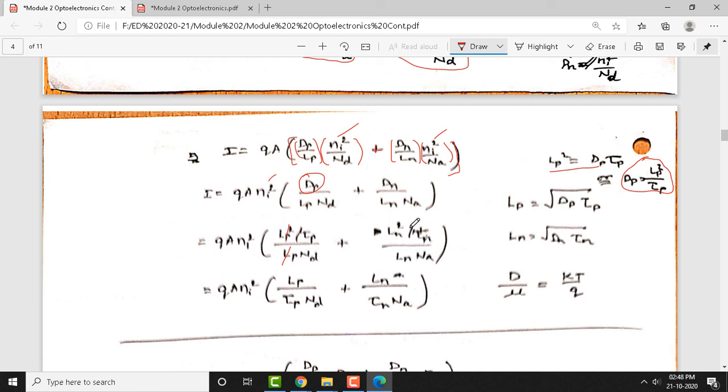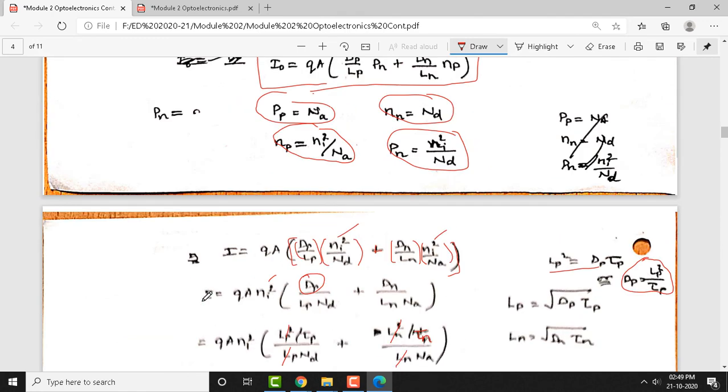Similarly, here also this dN can be substituted as Ln square by tau n. So, this is tau n, this is tau n. So, 1 Ln here cancels with this, and you have left out with in the numerator Lp, which is here, and in the denominator we have this tau p goes to denominator, and Nd will be kept as it is, and the second term you can see Ln by tau n into Na. So, this is the I naught, which is reverse saturation current.